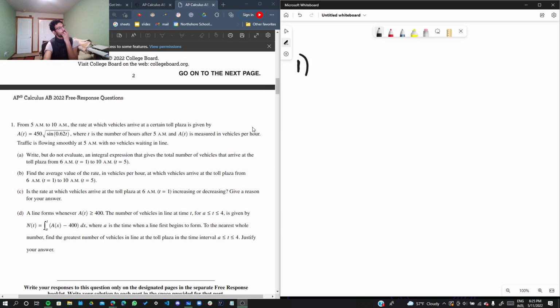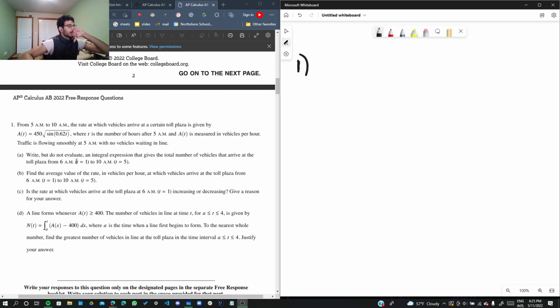Question one. From 5 a.m. to 10 a.m., the rate at which vehicles arrive at a certain toll plaza is given by A of t equals 450 times the square root of sine of 0.62t, where t is the number of hours after 5 a.m. and A of t is measured in vehicles per hour. Traffic is flowing smoothly at 5 a.m. with no vehicles waiting in line.